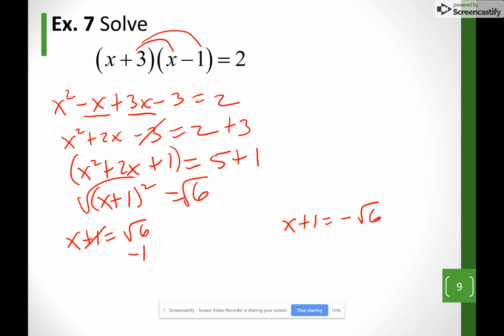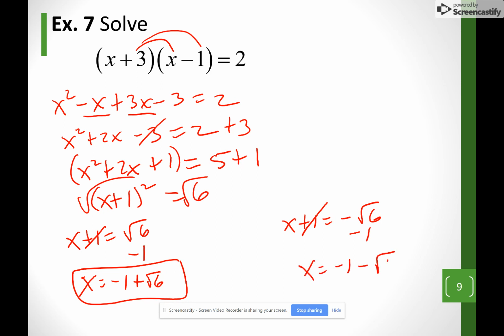Let me subtract the 1. They're not like terms, so I cannot combine them. So x equals negative 1 plus the square root of 6, and x equals negative 1 minus the square root of 6.